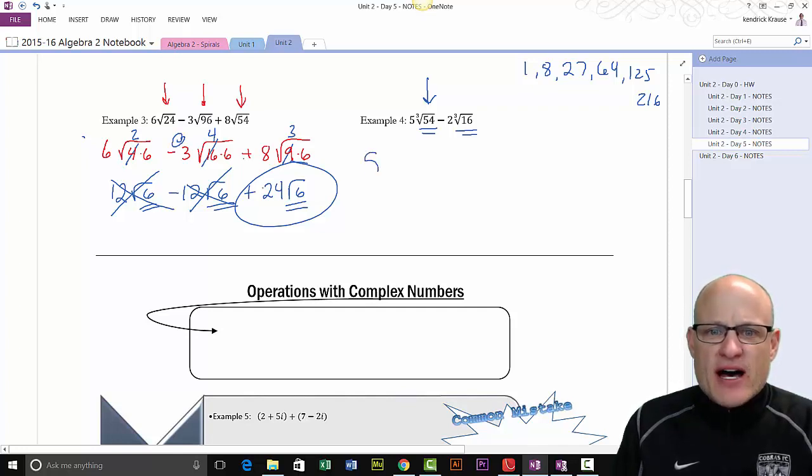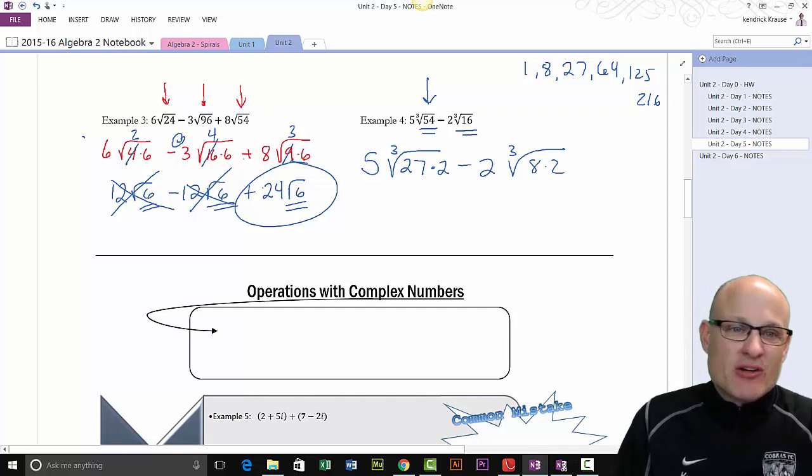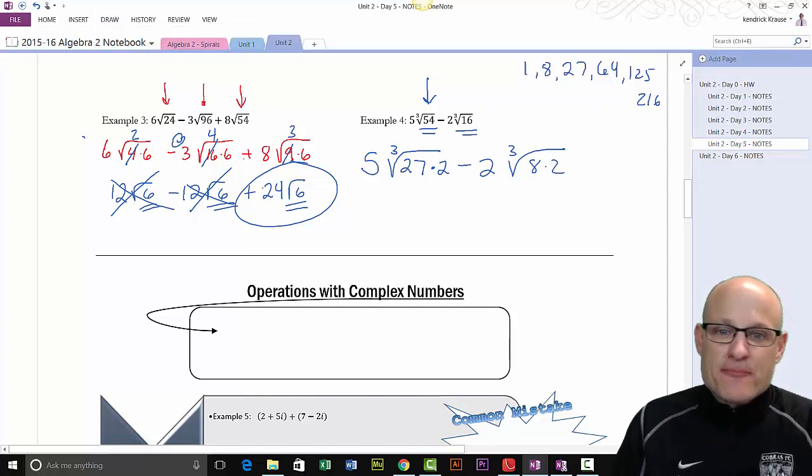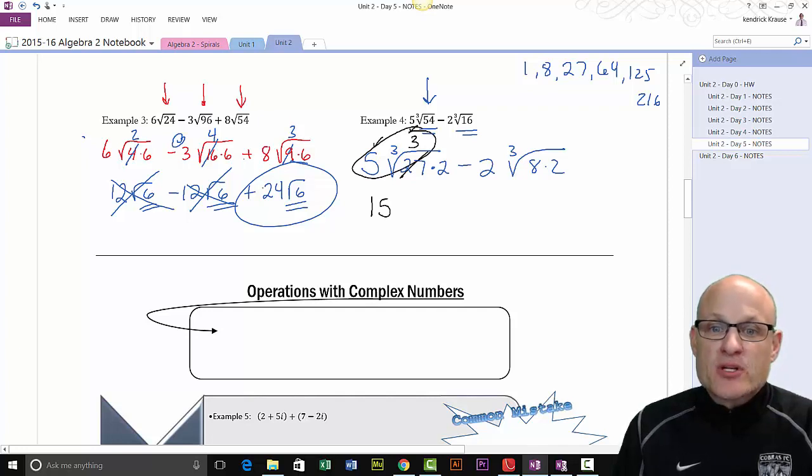So let's do this. 5, and the perfect cube that goes into 54 is 27, and 27 times 2. Minus, and the 2, and you guessed it over here, 8 times 2. Grab a different color. Let's try black. The cube root of 27 is 3. So what I have here is, don't worry, this is a cube root, that's not being multiplied, I have 15, 5 times 3, cube roots of 2. Minus, the cube root of 8 is 2, so this is 2 times 2. So minus 4 cube roots of 2.